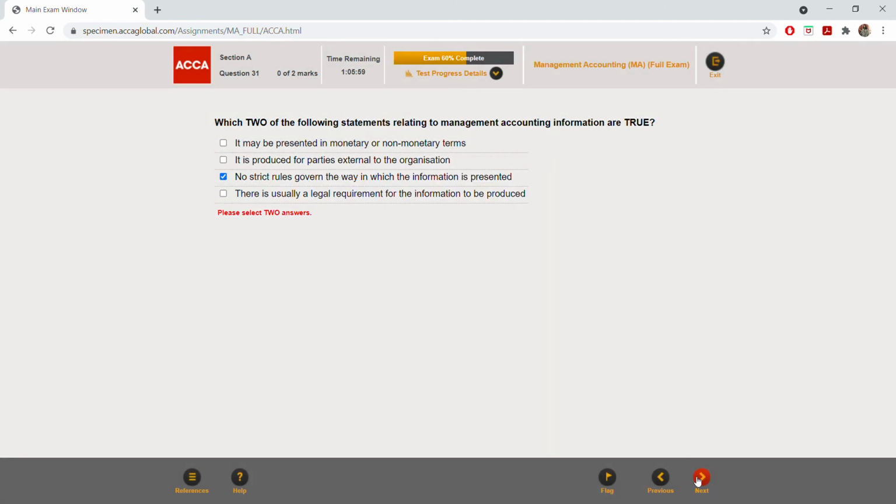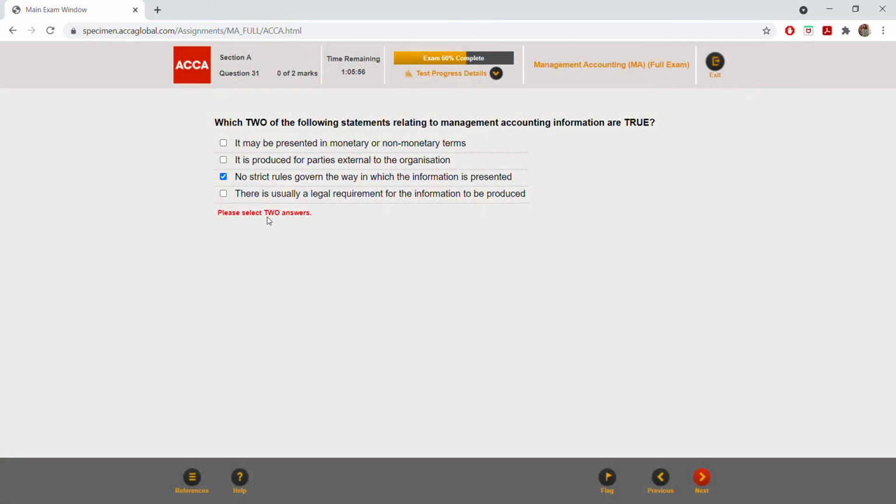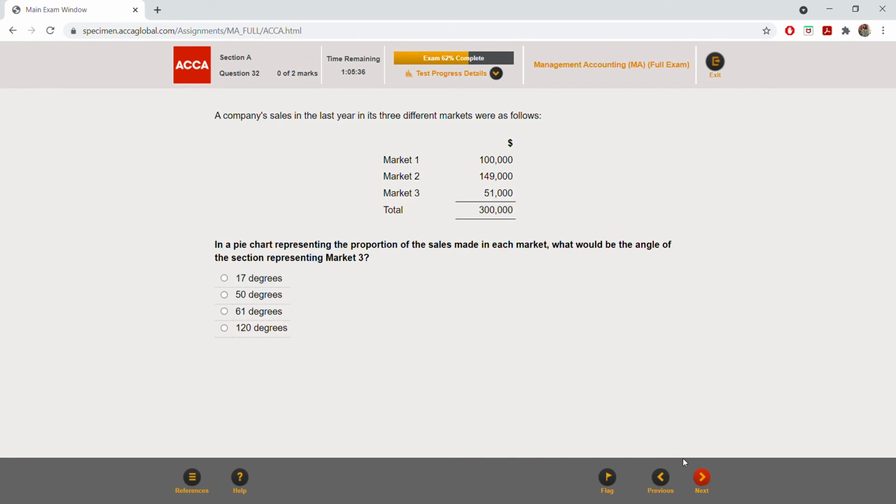See, when I'm trying to go to the next, it will not go. Why? Select two answers. Two answers need to be selected. What is the next one? It is the first one. But where are financial statements when you're making the income statement for year end? What are you doing? Monetary terms you're producing. But management accounting, anyway, you can produce. Okay. Next.